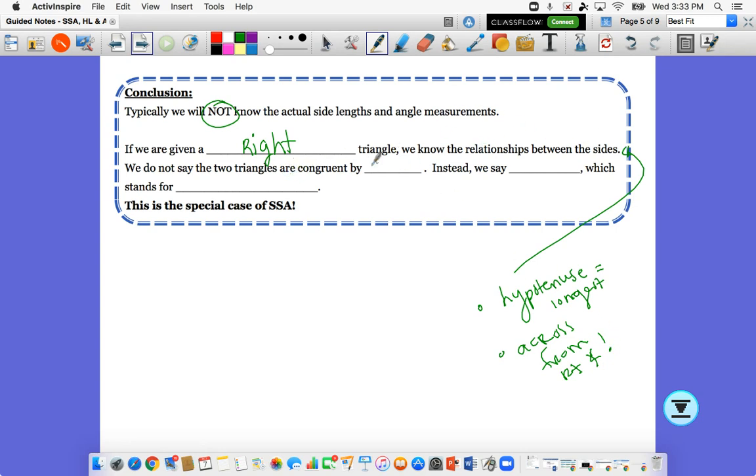We do not say that the triangles are congruent by SSA. That is not what we're telling you to write. Instead, we know the hypotenuse, and the other two sides are called the legs. So we say HL, which stands for hypotenuse leg. This is the special case of SSA, right? So now we've added a fifth way to prove triangles congruent, and it is HL. It only works for a right triangle. You will never be writing SSA, right?